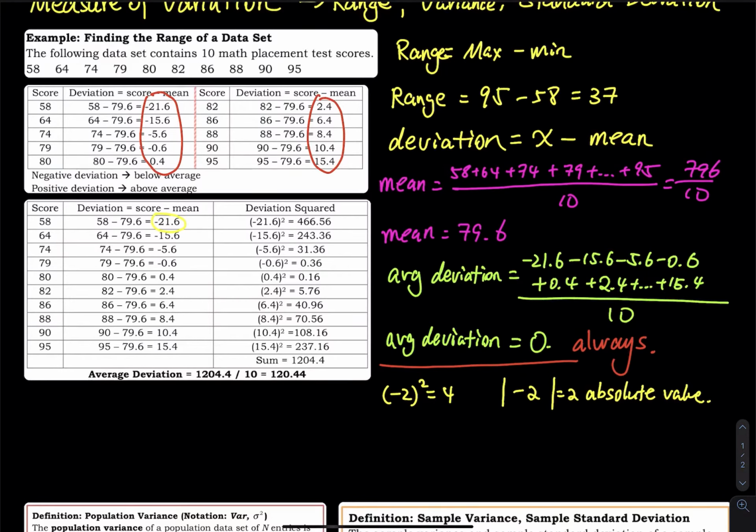So in column 3, do you see that we are no longer having any negative? Since we are no longer having any negative, the sum is not going to be equal to 0. So for the deviation square, you add them up, you get a sum of 1204.4. When you take that divided by 10, you get 120.44. So that is the average deviation. It is no longer 0.